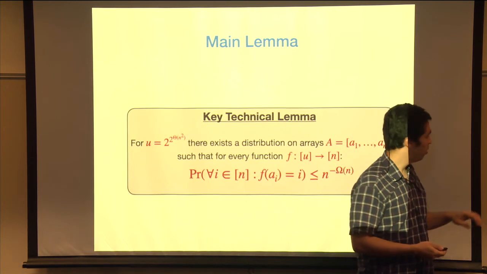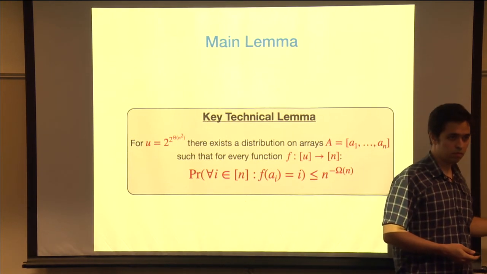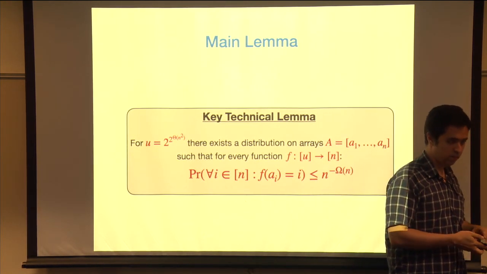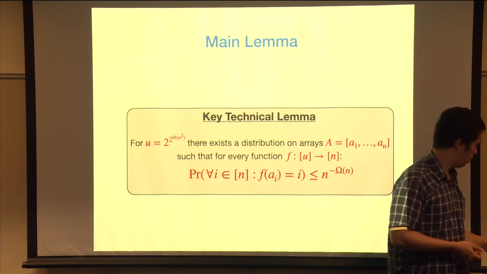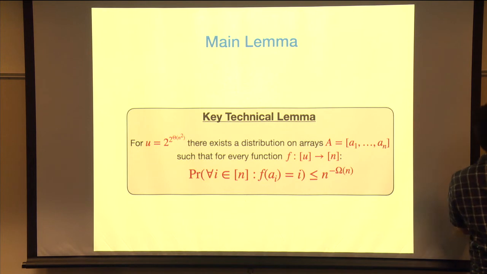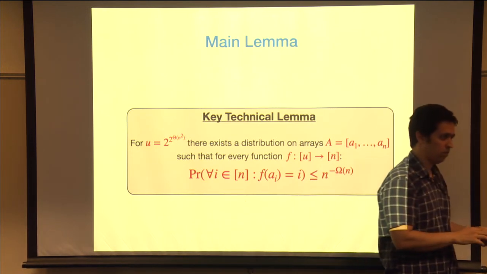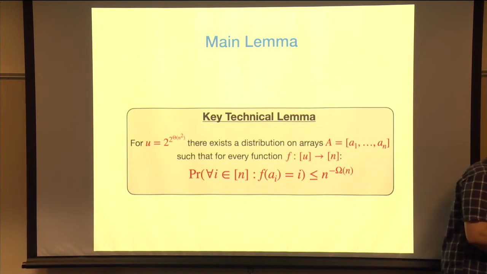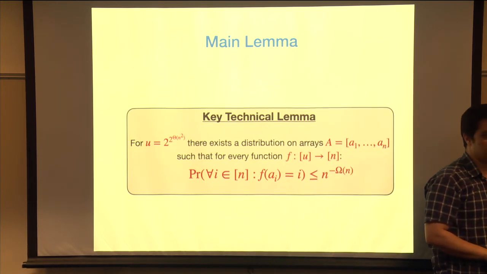Now, I forget something very basic. The a1 through an are ordered or not? Yes. So I'm increasing them. That's why it's just a subset. And you want, for every f, that this probability is small. Yes.